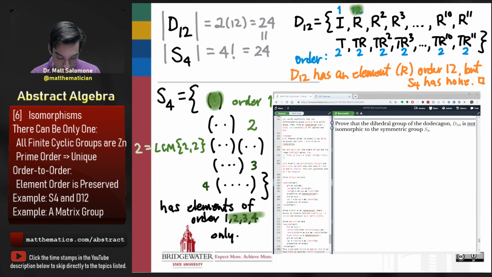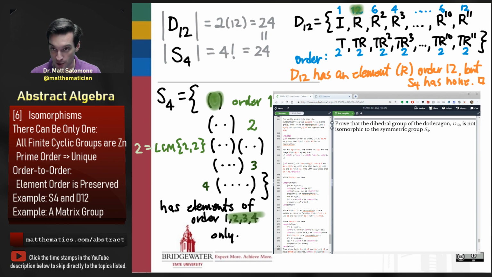Okay. Meanwhile, in the cyclic subgroup generated by R, the order of an element is just going to be given by, well, this is exactly the what-time-is-it clock activity that we did in class a long time ago. R squared is going to have order 6. R cubed is going to have order 4. R to the 10th is the inverse of R to the 2, so it's going to have order 6. R to the 11th is the inverse of R to the 1, so it's going to have order 12, and so on and so on. Right?